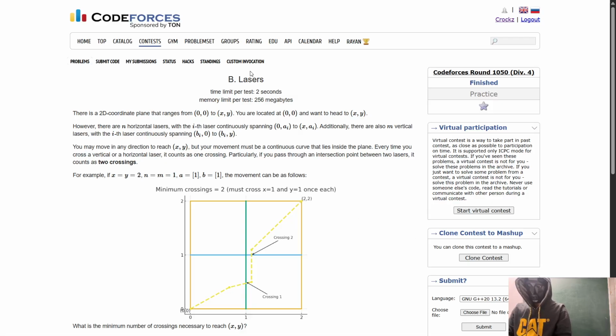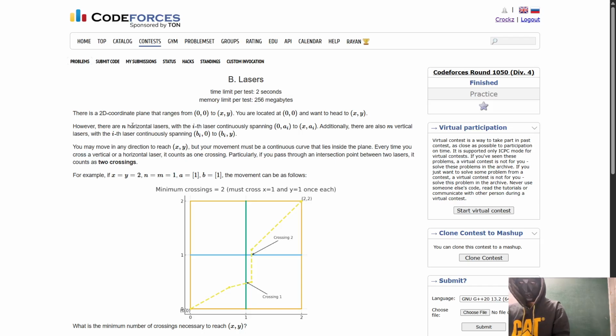Hello everyone, in this video I'll be explaining the problem Lasers. It was asked in Codeforces Round 1050 for Division 4. Let's read out the problem. There is a 2D coordinate plane that ranges from 0, 0 to x, y. You are located at 0, 0 and you want to head to x, y.